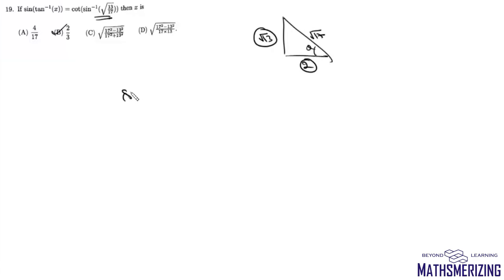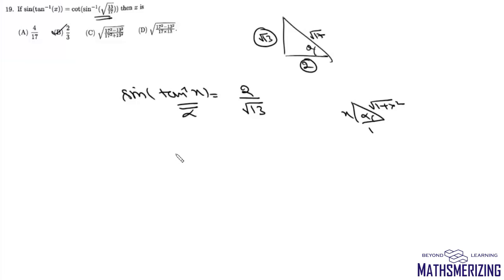So we can write sine of tan inverse of x as 2 upon under root 13. Now we'll take tan inverse x as alpha, then tan alpha is x upon 1. So the hypotenuse will be root of 1 plus x square. So sine alpha is x upon under root of 1 plus x square, and it is equal to 2 upon under root 13. Now we'll square it, we'll get 13x square equal to 4 plus 4x square.